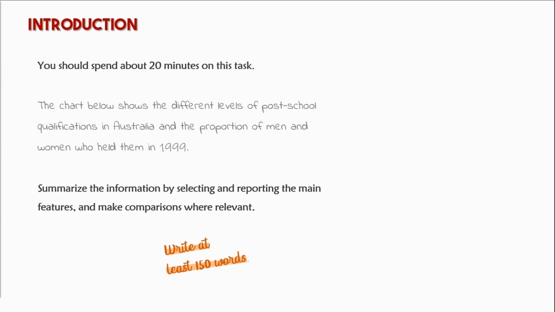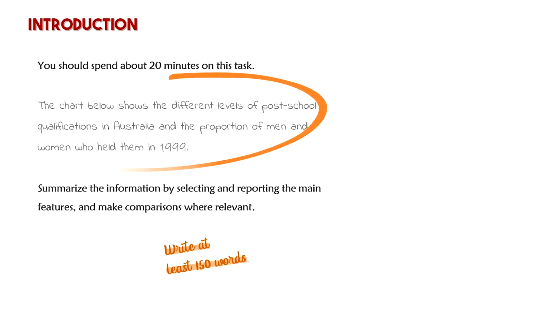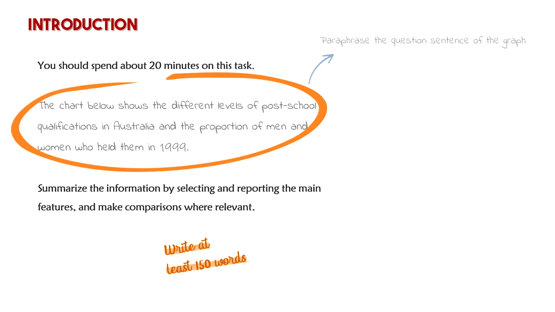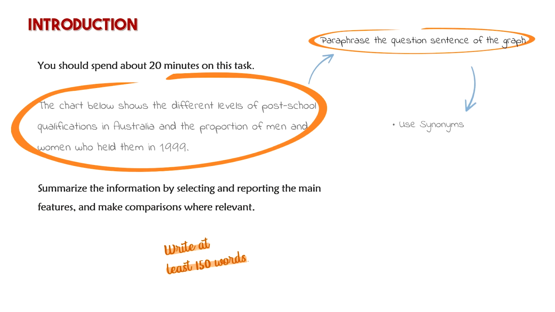Let's start with writing an introduction. The introduction should describe the purpose of the chart. What to write in the introduction? You just have to paraphrase the given question statement of the graph. Paraphrase means you have to reword the sentence without changing the thought or its meaning. You can paraphrase it using several ways, starting with the use of synonyms, changing the form of the words and the structure of the sentence, or a combination of these ways.